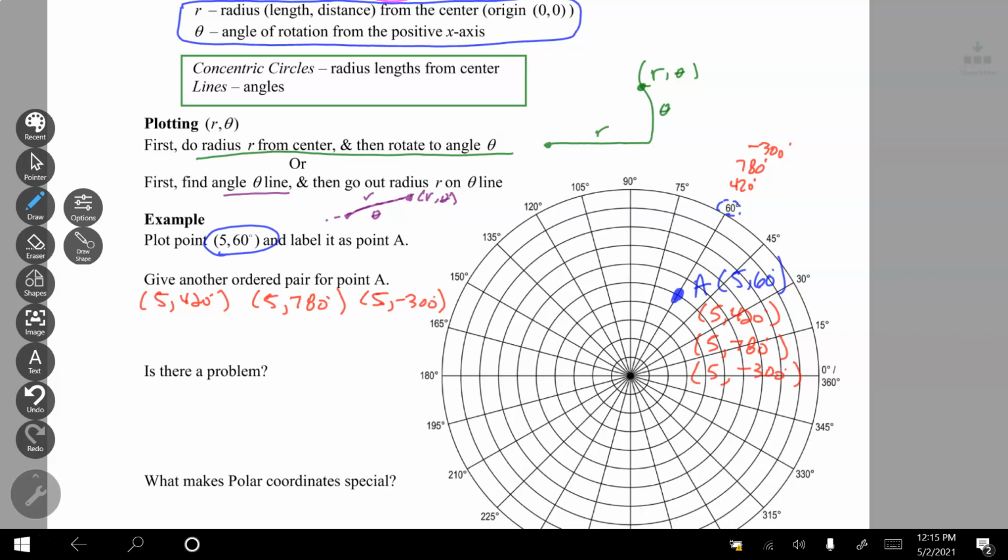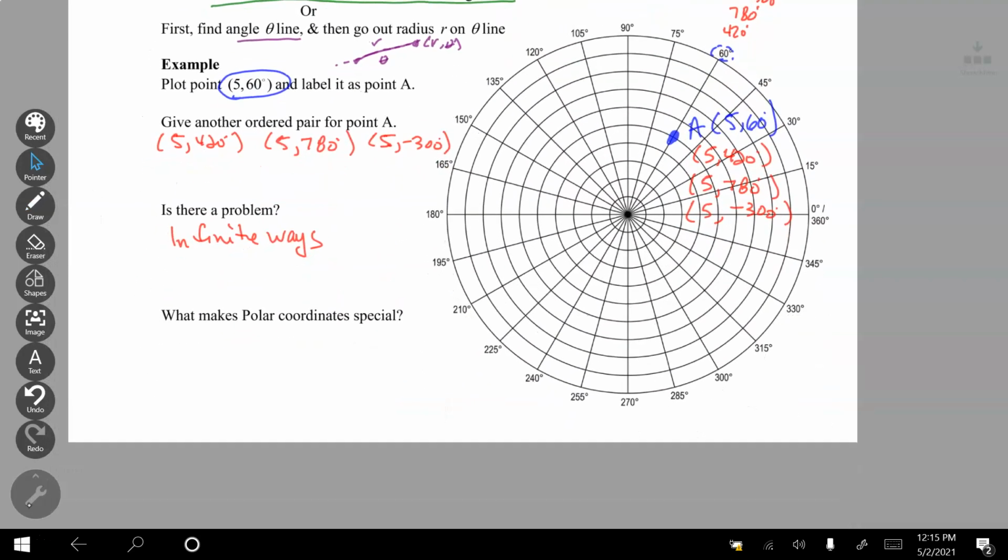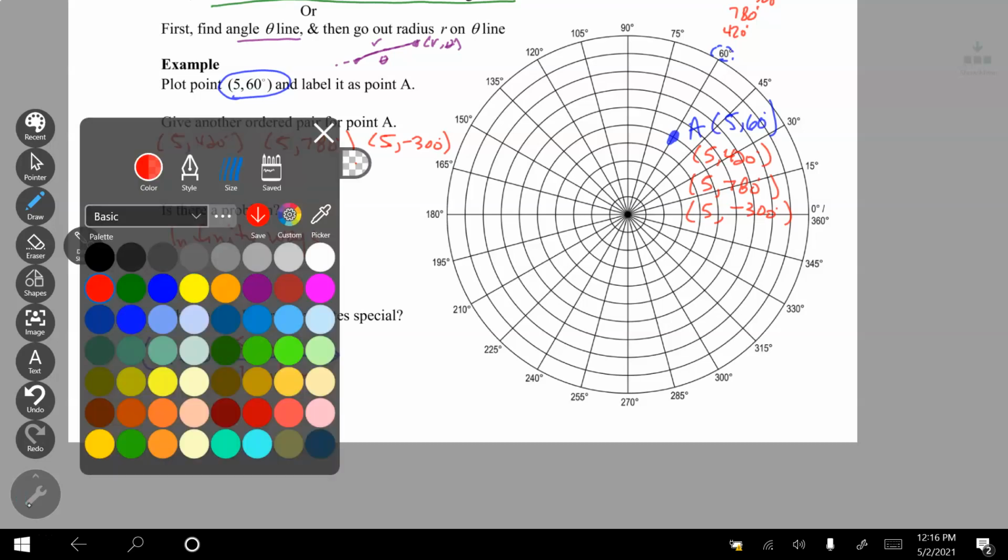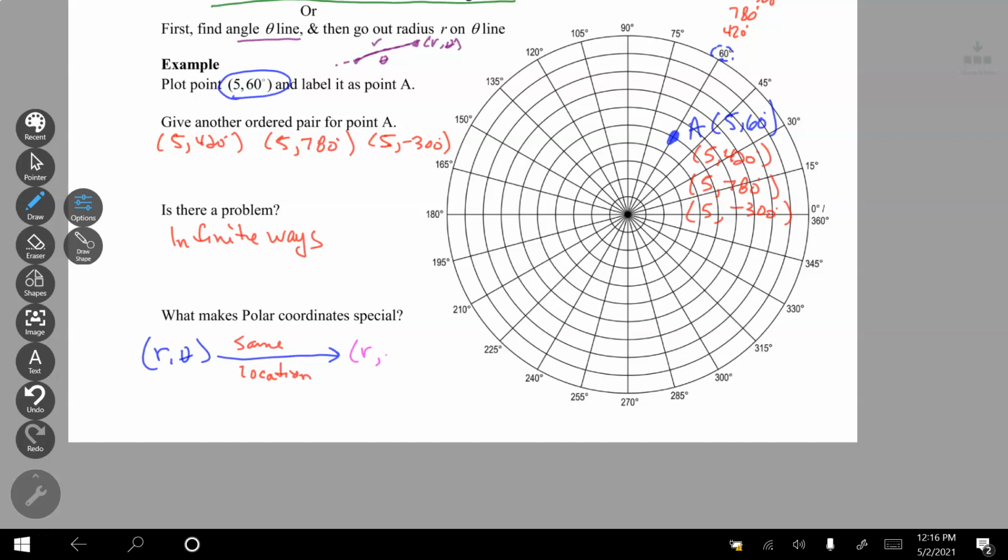Is there a problem with this? Yeah, there's a problem. There are infinite ways this can be done. I could keep on adding and subtracting full circles to all of this. So my summary is, if I have a point r, theta given to me, and I want the same location, but I want a different name, I could take the r and either add or subtract 360 degrees to that theta. It's going to give me the same point as before. So this has many, many, many names.